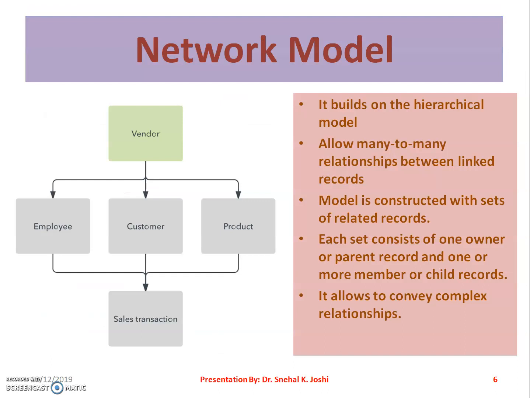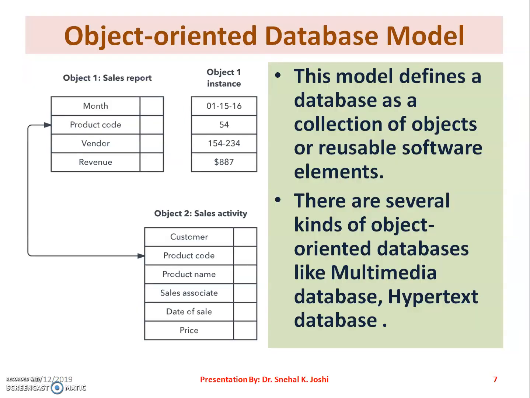Next one is the network model. The network model builds on the hierarchical model by allowing many-to-many relationships between linked records, implying multiple parent records. Based on mathematical set theory, the model is constructed with sets of related records. Each set consists of one owner or parent record and one or more member or child records. A record can be a member or child in multiple sets, allowing this model to convey complex relationships.